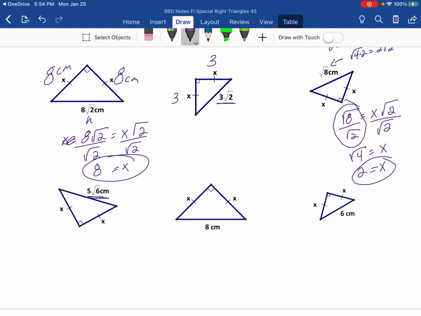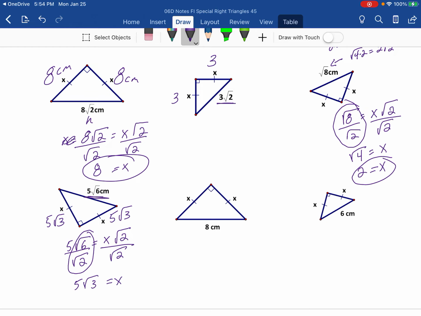All right, my next one, I'm given the hypotenuse. My hypotenuse is equal to my leg times radical 2. I divide each part by radical 2. I divide out my radicals because they're both in a radical, it's okay. So this is going to be 5 radical 3 is equal to x. And since this is going to be 5 radical 3, this is going to be 5 radical 3.